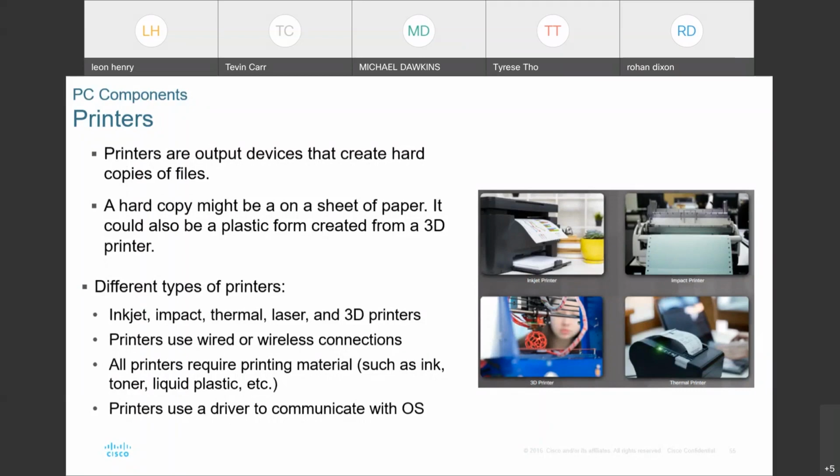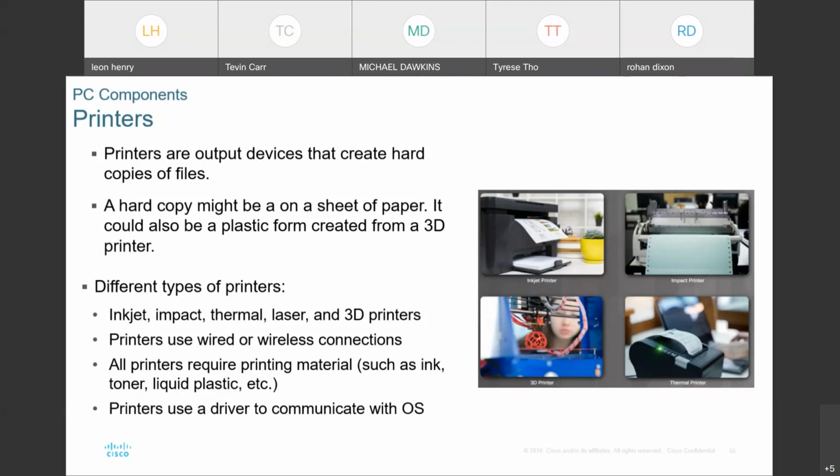Different types of printers. We have the inkjet, impact, thermal, laser, and 3D printer. So the inkjet, that ink is in a reservoir, and then it is jetted out onto the paper. I think it's by a pump. All right, and then you have the impact. Inkjet would be like the HP DeskJet printers that we have nowadays. Those are what I call inkjet printers.